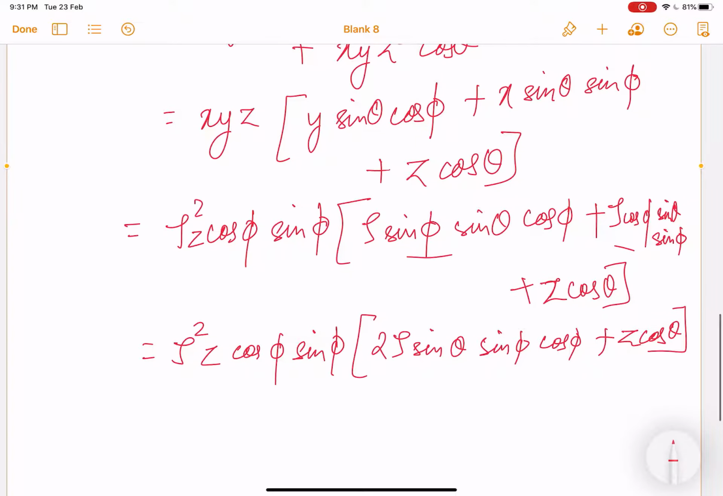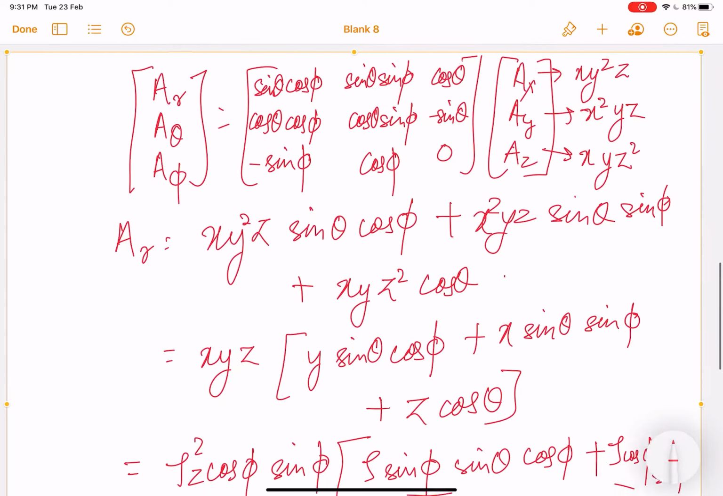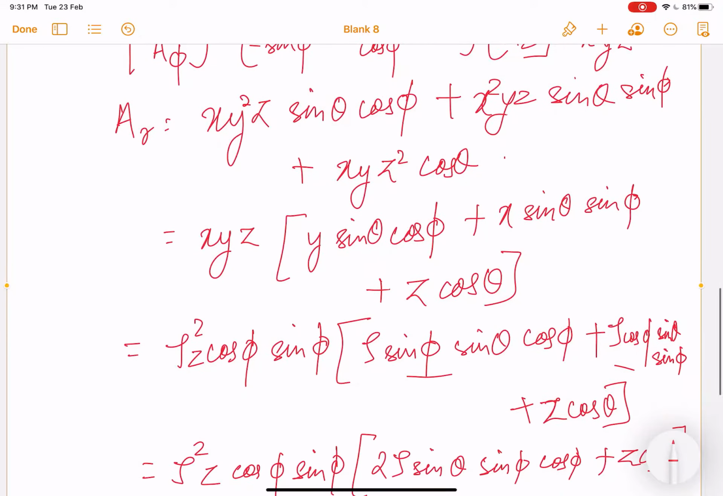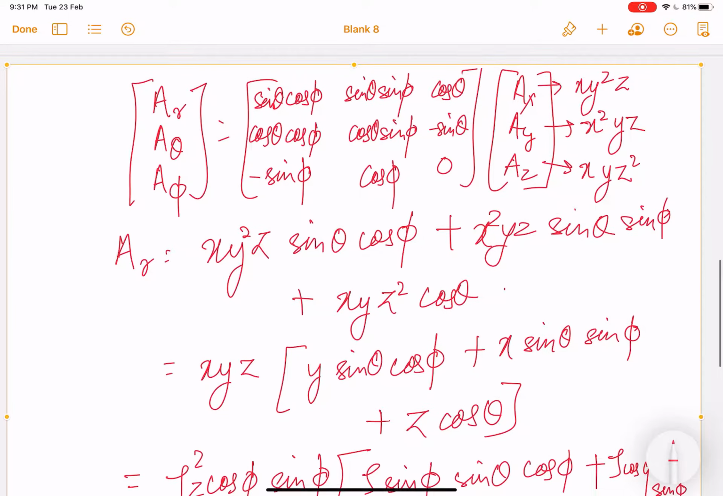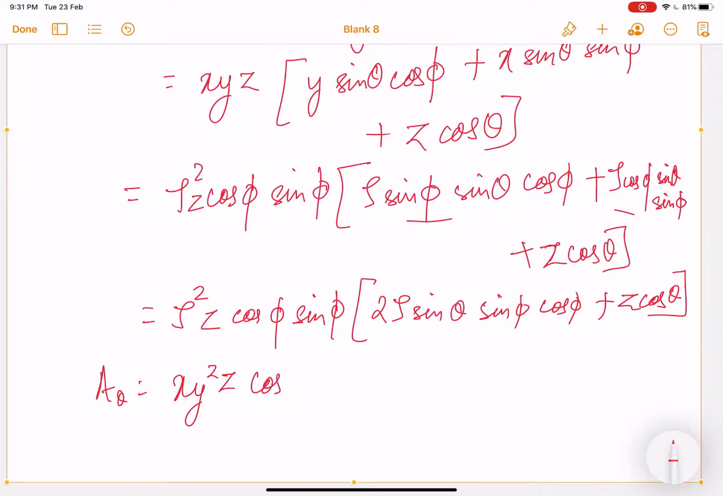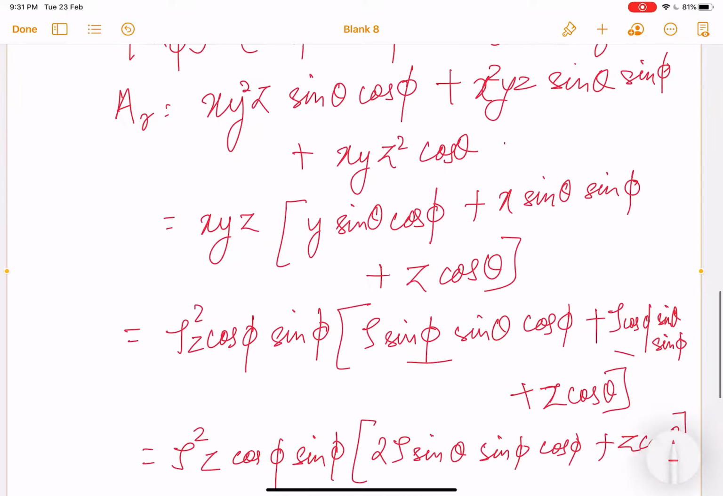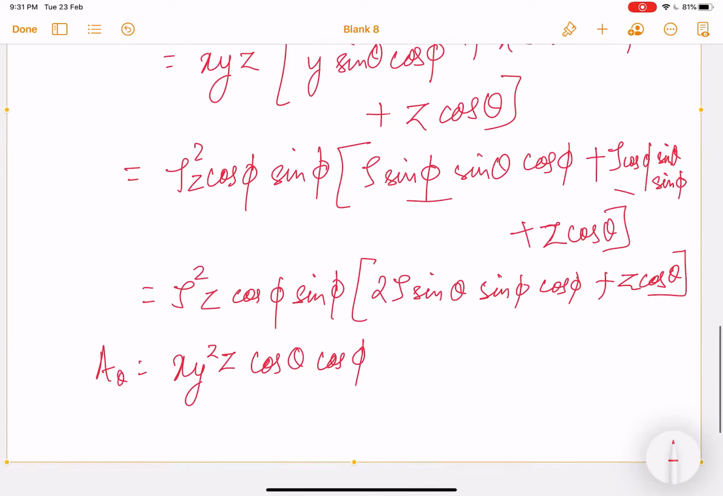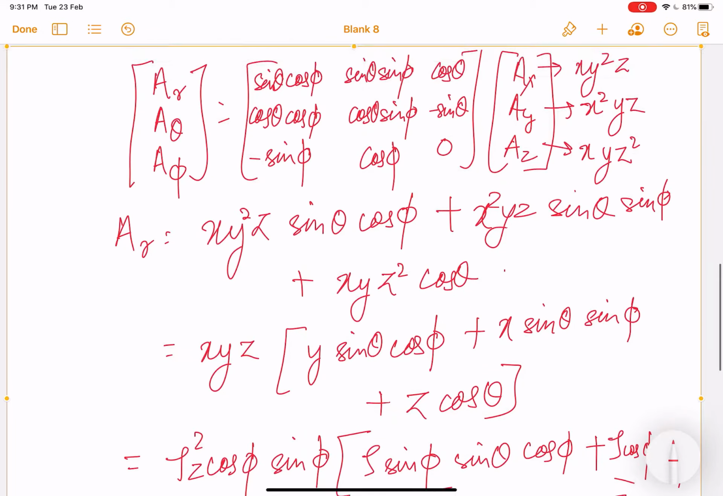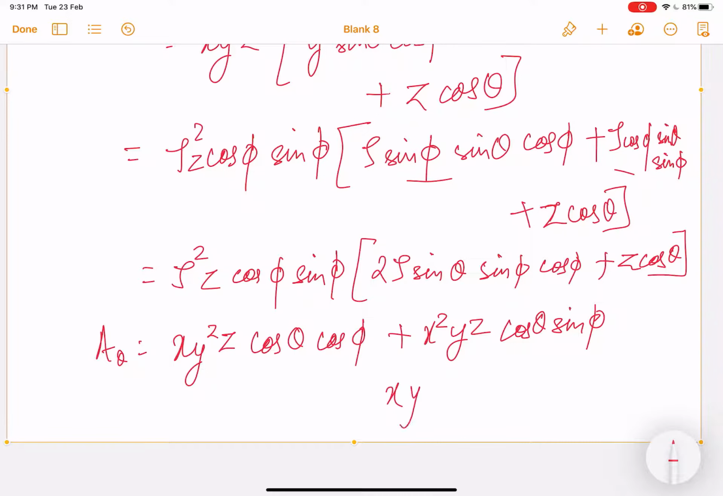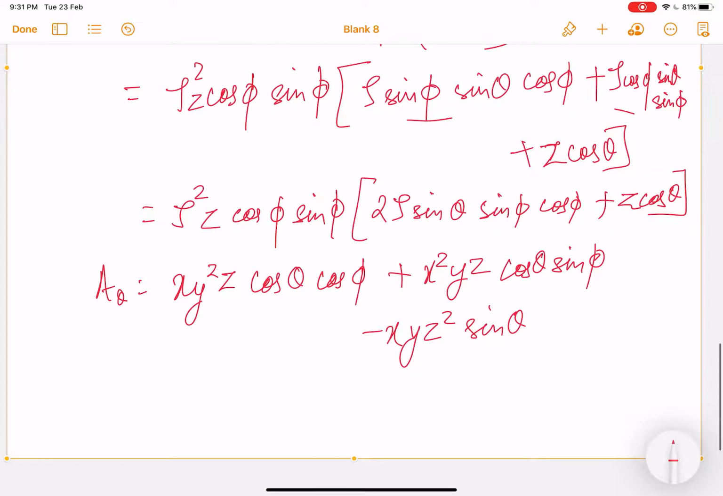Then this one will be A theta is equal to, what shall I write? This is xy square z into cos theta cos phi, plus x square yz into cos theta sine phi. Then the last term is xyz square into minus sine theta. I hope everything is correct.